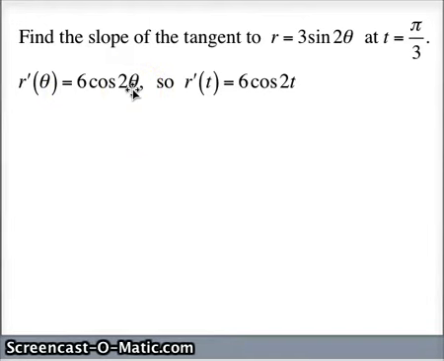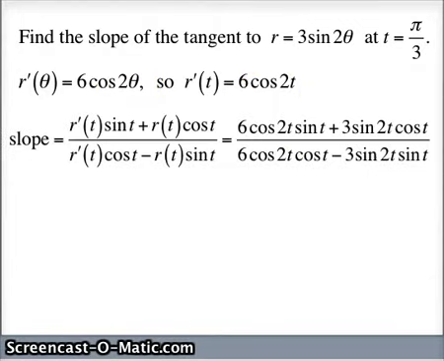But on the previous page, I was using t. So instead of r prime of theta, let's think of it as r prime of t. So r prime of t is just 6 cos of 2t. All we're doing is replacing the theta with the t. Now, there's the formula I had on the previous page.